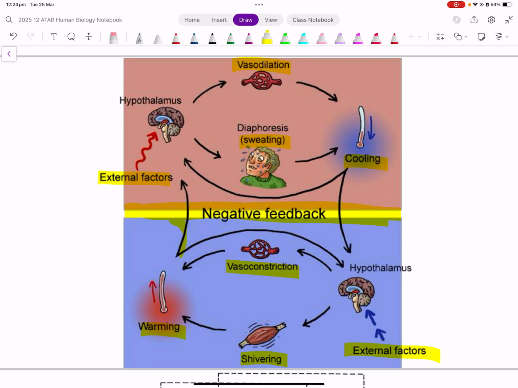So that is thermoregulation. I know it's been very quick going through it all, quite a few feedback loops for you to review, all of them very important come exam time.